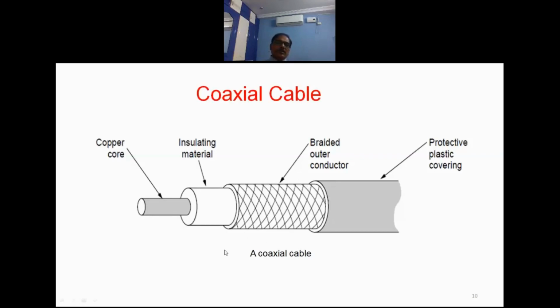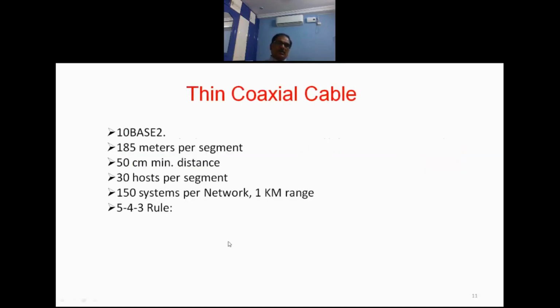Now the 50 ohm coaxial cable is again divided into two types. One is called thin coaxial cable, the other is thick coaxial cable. Cost wise, the thick coaxial cable is costlier compared to the thin coaxial cable. The thin coaxial cable is around 1/4 of an inch and the thick coaxial cable is around half an inch in thickness, almost. Now generally the bus topology uses this coaxial cable.